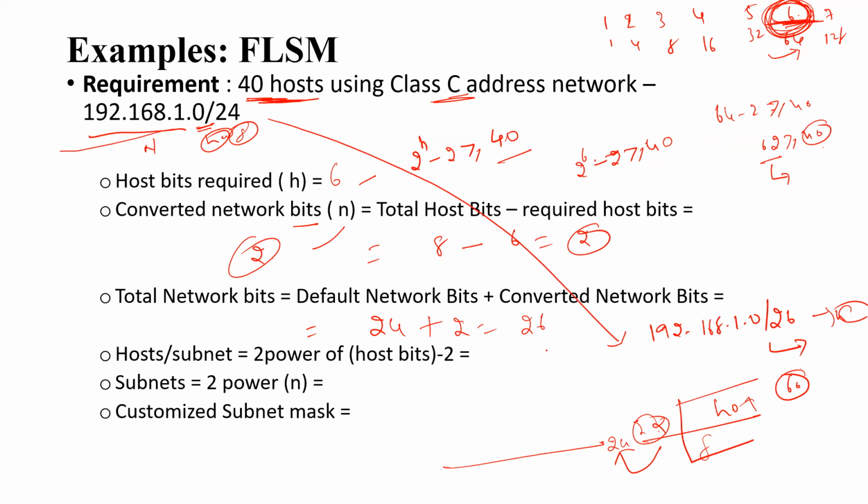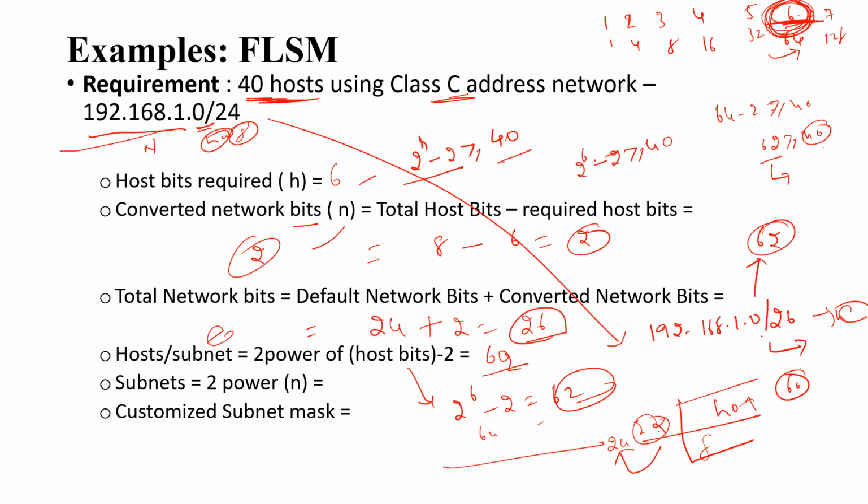And how many addresses will come from one network? 2 power of host bits minus 2. See, the same thing we calculated, right? What is 2 power of host bits? 2 power of 6 minus 2 is equal to 62. 64 minus 2, 62, right? So this many IP addresses we are getting. That's what it means. So in a /26 network, we have a total of 62 valid IP addresses.